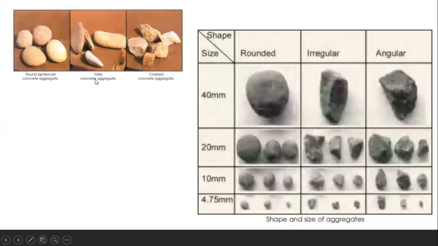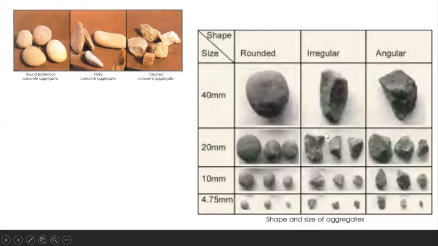Here one dimension of the aggregate is lengthened. And another one is crushed aggregates. Here it does not have a smooth face, rather it has a rough structure. So for construction purposes, we have to use crushed aggregates. Why? Because if the aggregates are smooth, they do not get a good bond with the cement paste. So instead, we have to use angular shaped or crushed aggregates so that the bonding with this rough texture will be good, and the load carrying capacity of the concrete will be higher.